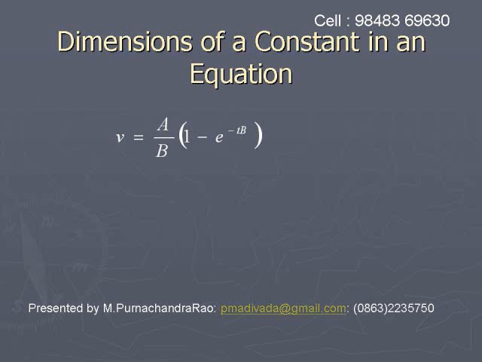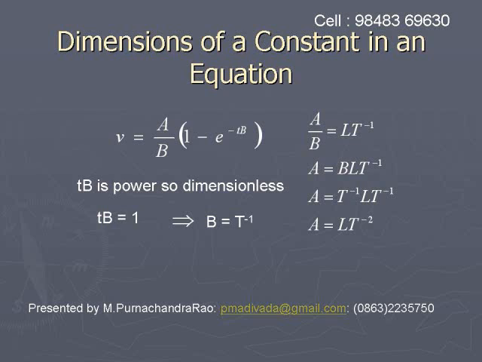Dimensions of a constant in an equation. Let us take the equation V is equal to a by b into (1 minus e to the power of minus tb). The exponent tb is a power, it is exponential, hence it has no dimensions. So, tb is dimensionless, so it is 1 or M⁰L⁰T⁰. Hence, the dimensions of b are 1 by T or T⁻¹. b is T⁻¹.